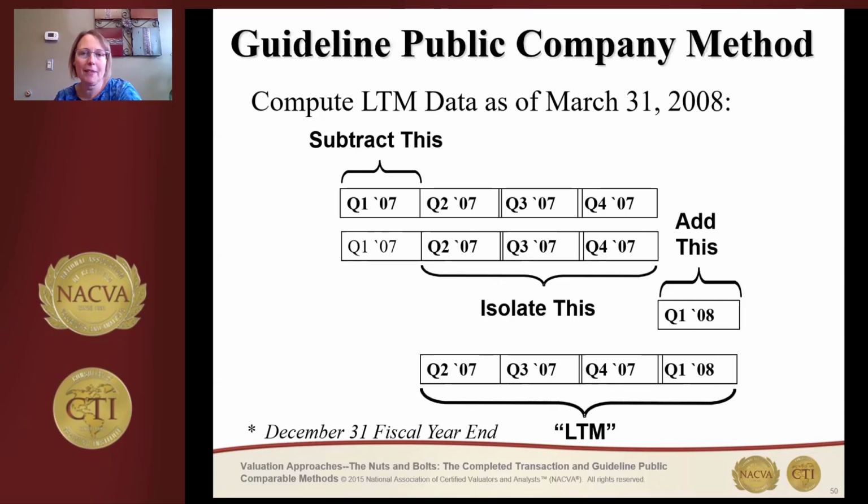Compute the last 12 months data as of March 31st, 2008. So here's an example. This is just how the last 12 months works. It's a rolling 12 months, so you're not necessarily using the last fiscal year. You want a rolling last 12 months. This is just showing you how you would do that. You have quarter 2, 3, and 4. You have to add on quarter 1 to get the last 12 months. Hopefully that makes sense to everybody.